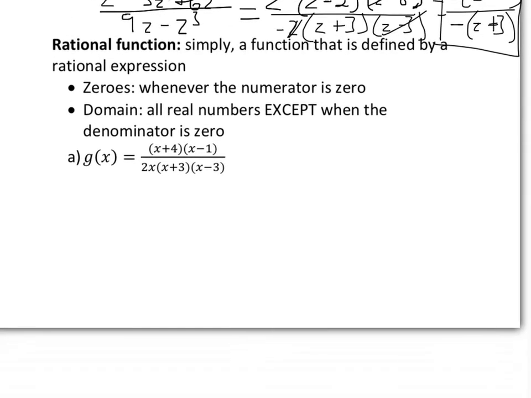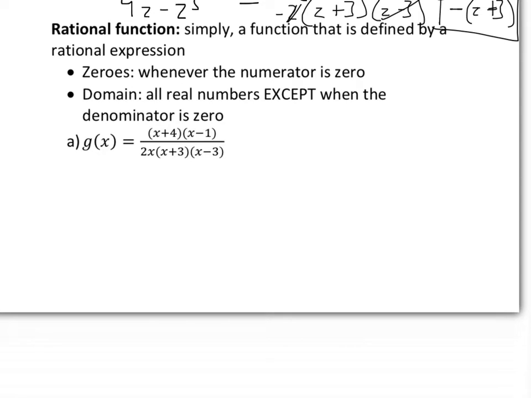Now, rational functions: you can write a rational expression as a function. If you look down here, g of x is written as a rational expression. It's already factored for us because I just want to show you what we're going to do with them. There are two things we're going to learn how to do with them in this section. The first one is to find the zeros of the function.